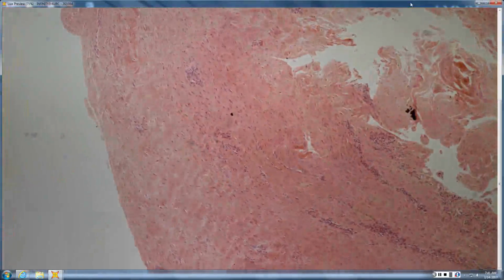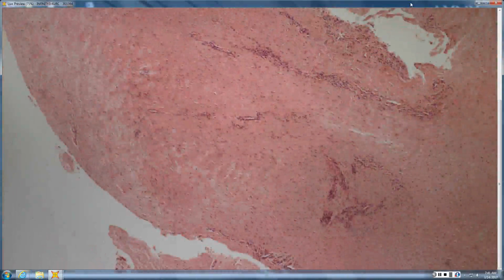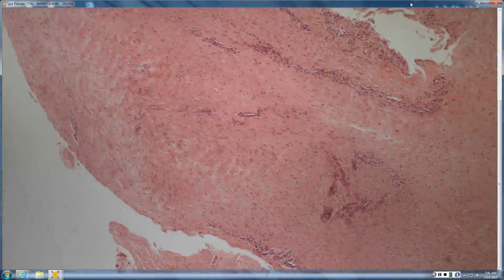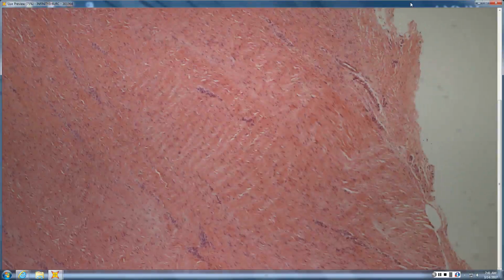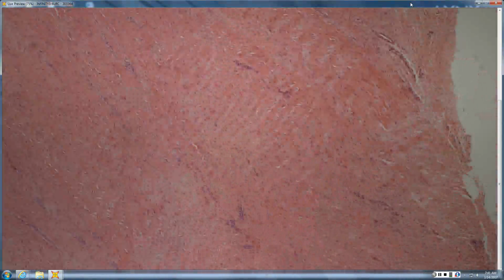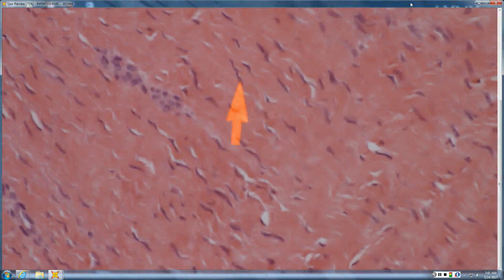So we have some pretty bland spindled fibroblasts with a lot of collagen around them. They look like fibromatosis to me. So what about it looks like fibromatosis? They are skinny and all going in the same direction and wavy. So they're skinny and beyond wavy, they're more like a corkscrew.